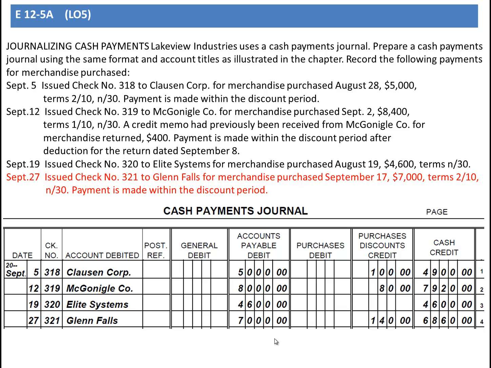And the last one on the 27th, we issued check number 321 to Glen Falls. Merchandise was purchased in the amount of $7,000. Terms 2/10, n/30. Payment is made within the discount period.